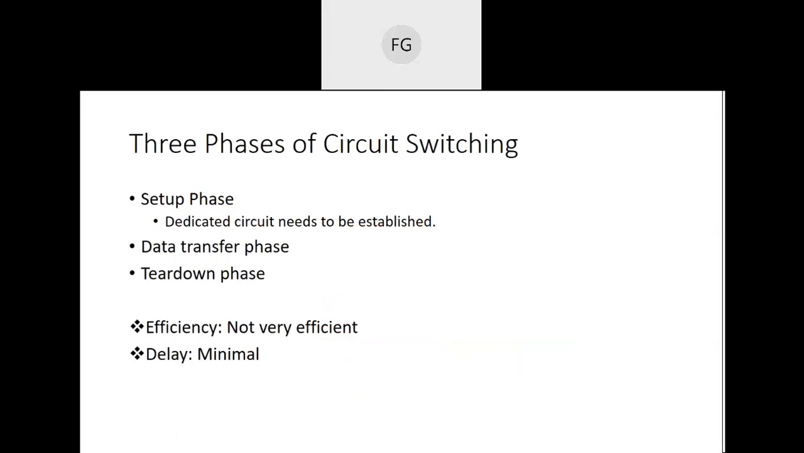However, in a circuit switch network, the delay is low because during data transfer, the data are not delayed at the switch, because the resources are allocated for the duration of the connection. So even though the efficiency is low, the delay in circuit switching is minimal.